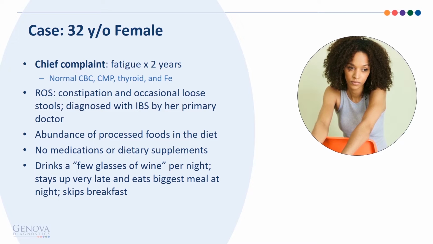There was an abundance of processed foods in her diet. There were no supplements or medications at the time of the test, and she reported drinking a few glasses of wine each night and staying up very late, typically because she was having trouble sleeping. She also typically ate her biggest meal at night and often skipped breakfast.